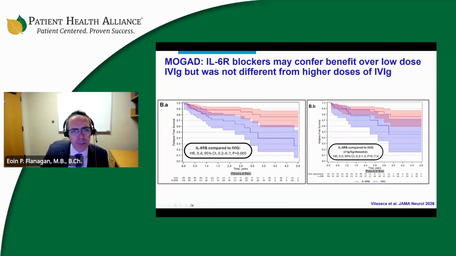In this study, we also compared to IVIG, and what we found was that the tocilizumab and satralizumab, the interleukin-6 receptor blockers, seemed to work better than low-dose IVIG, but not different to high-dose IVIG. So similar, or if anything, maybe a slight trend towards being better than a high-dose IVIG. So interleukin-6 receptor blockers is something that we often use off-label. Again, we don't have any FDA-approved medications.